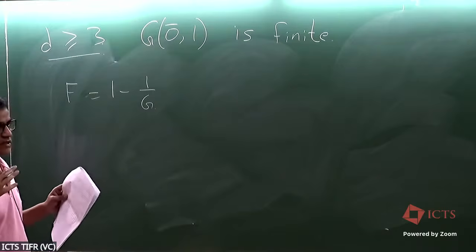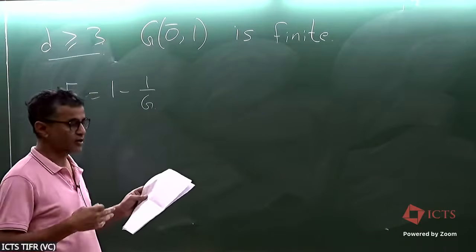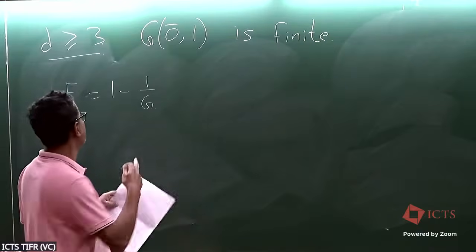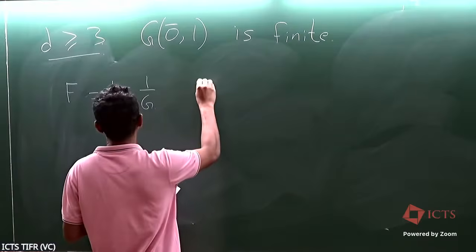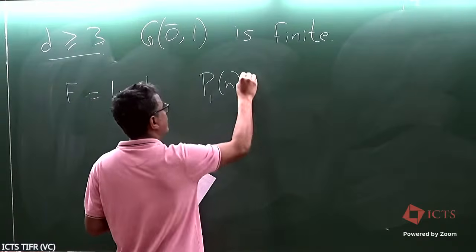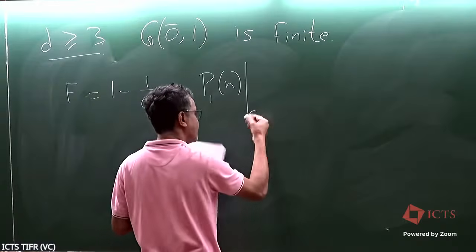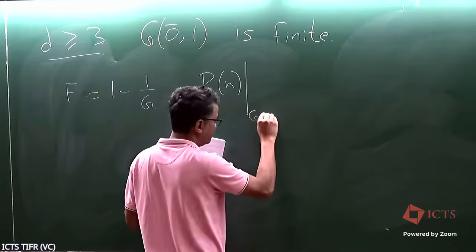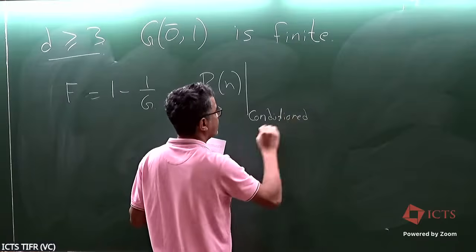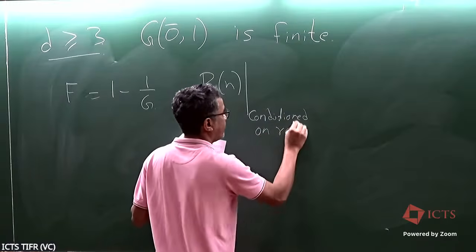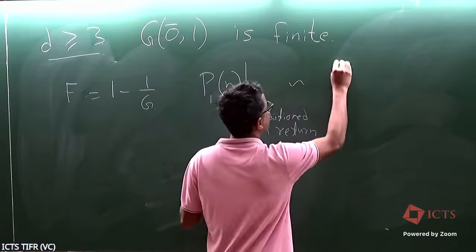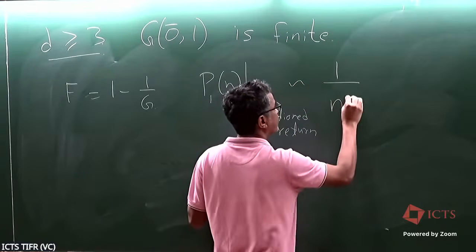Now you can ask, conditioned on the fact that I return to the origin, what is the return time distribution? You can work this out, and in this case, P1n. Of course, this is conditioned on the fact that you may not return, right? So if you return, then you can show that this goes as 1 by n to the power d by 2.